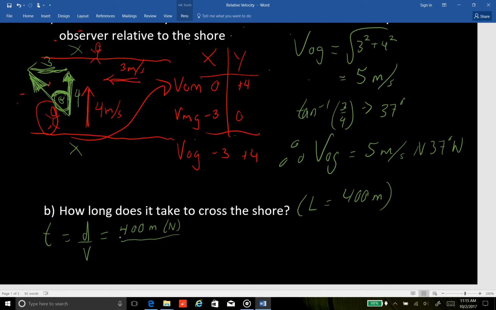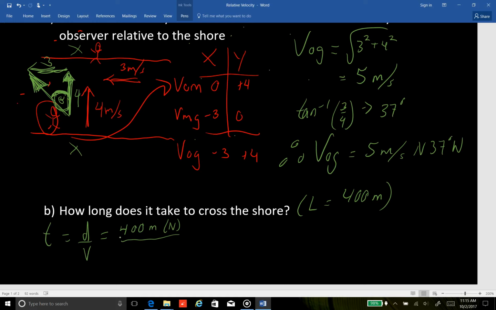Emily, why would you use 4? So across means which way? Which axis is across? Y-axis. So remember, the x and y are independent. So if I want to know how long it takes to get across, that's which axis in this question? Across would be just the y-axis.